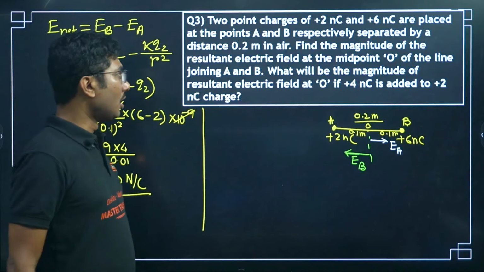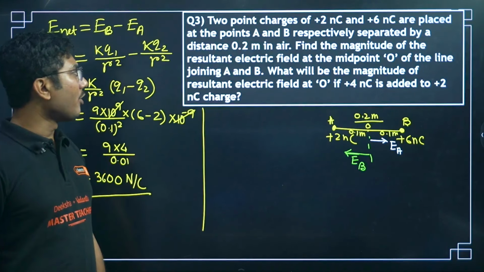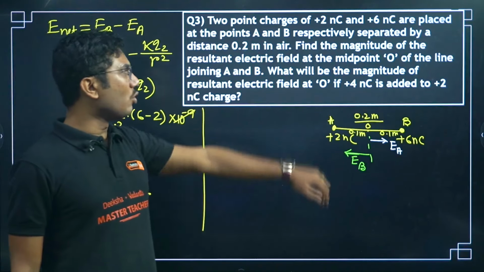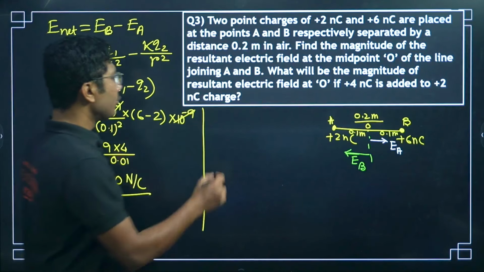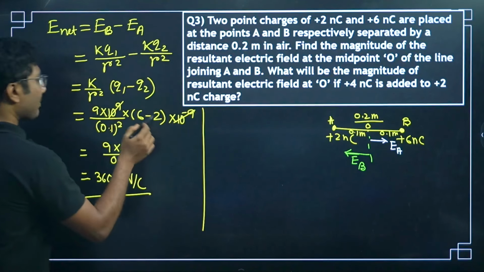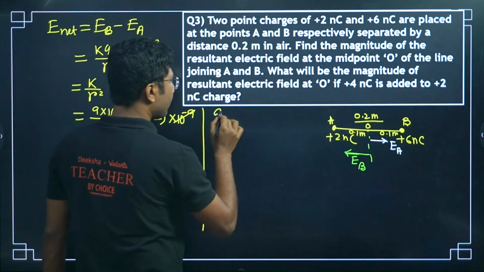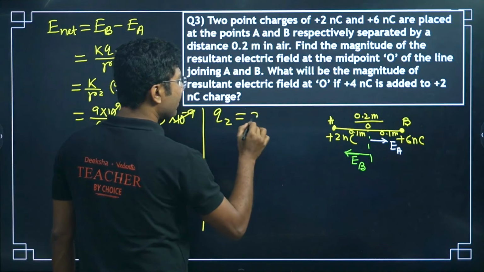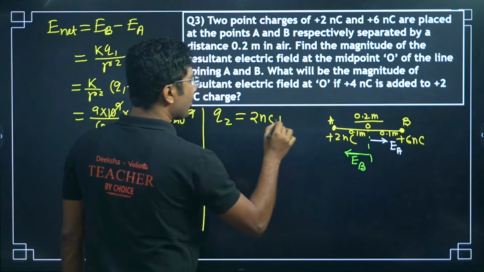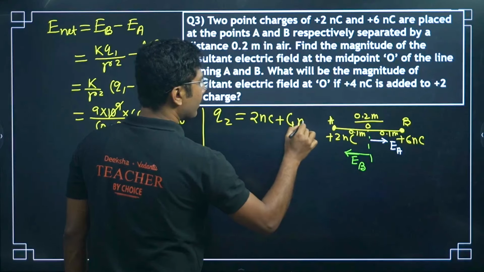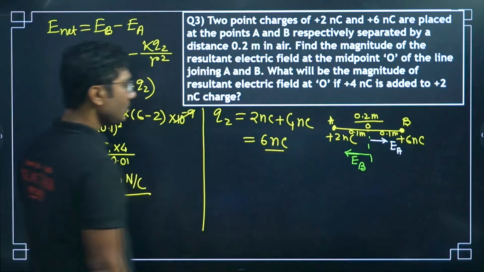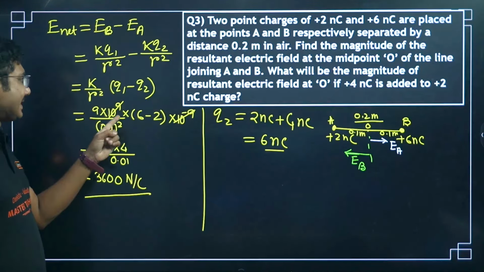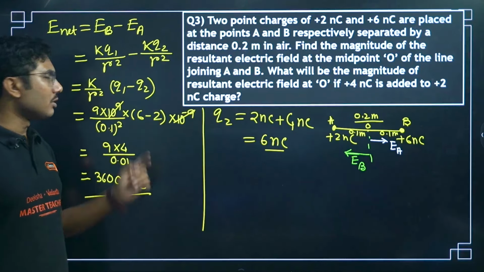Now, what will be the magnitude of resultant electric field at O if plus 4 nanocoulomb is added to plus 2 nanocoulomb? So, if you add, so what was our plus 2? Plus 2 was Q2. Okay, so Q2 charge initially was 2 nanocoulomb. Now, you have added another 4 nanocoulomb. So, the total charge is now 6 nanocoulomb. Okay. So, Q1 is 6 nanocoulomb, Q2 is also 6 nanocoulomb.